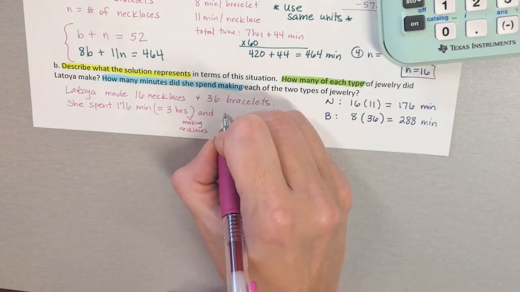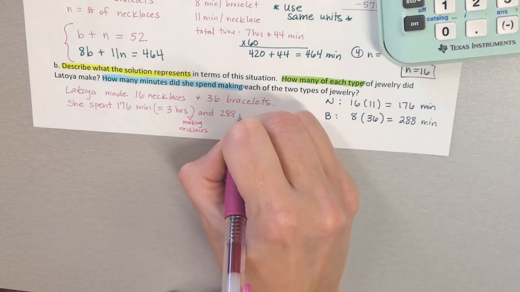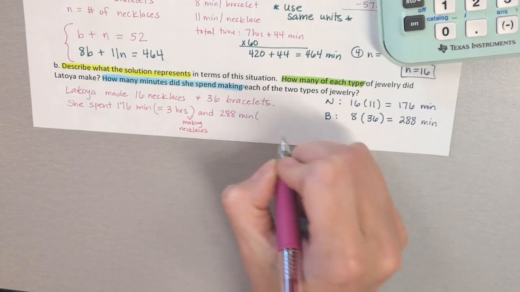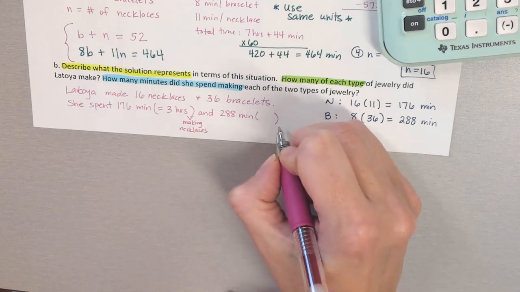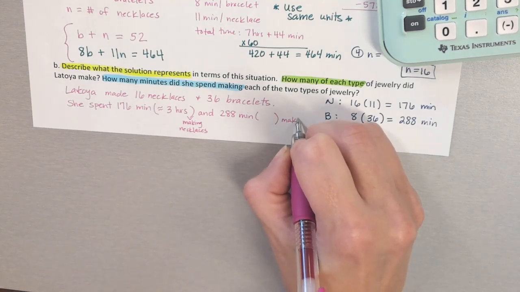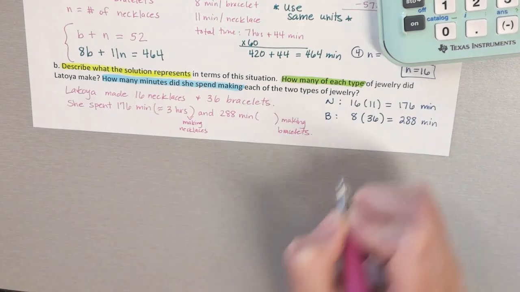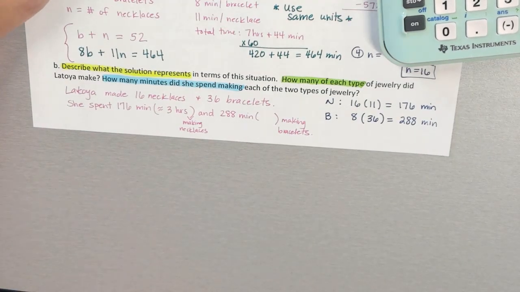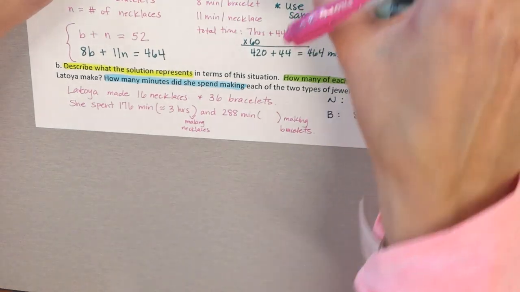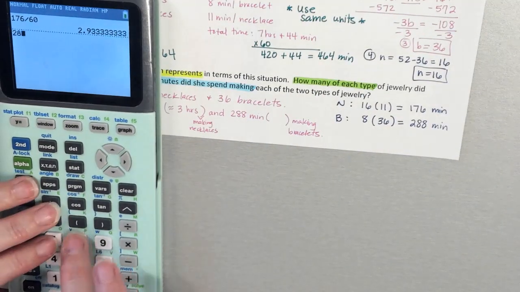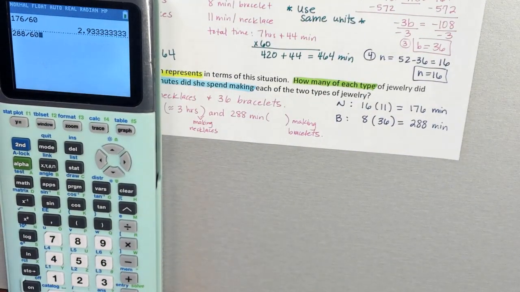Okay, and 288 minutes. We'll convert that. Making the bracelets. Okay, so if we take 288 and divide that by 60, it's approximately how many hours?